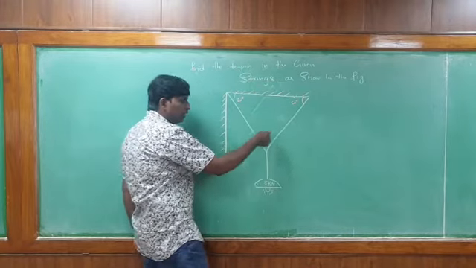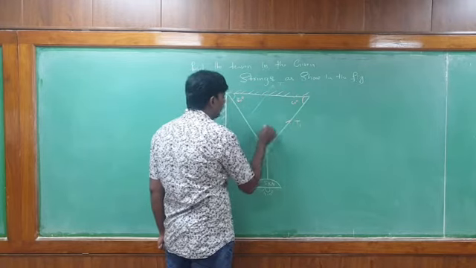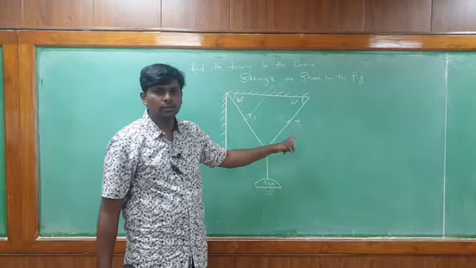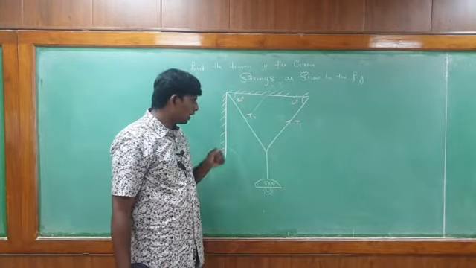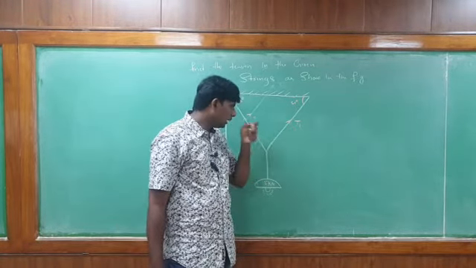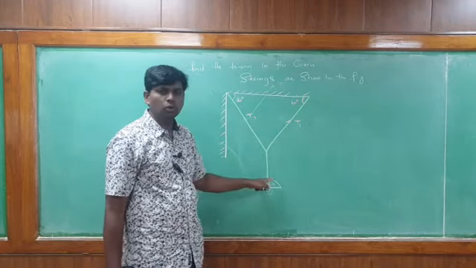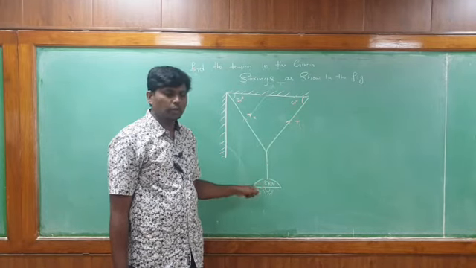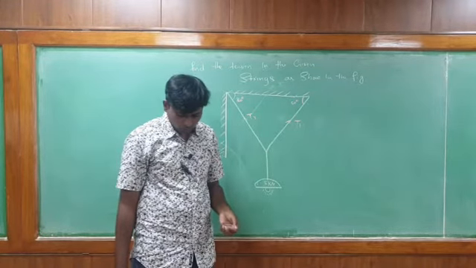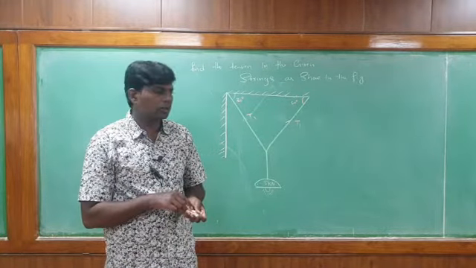Tension means this string and this string. So consider this one as T1 and this one as T2. Now you have to find T1 as well as T2. The load given here is 5 kilonewton. First you have to draw the vector diagram, and with the help of the vector diagram only you can find this.